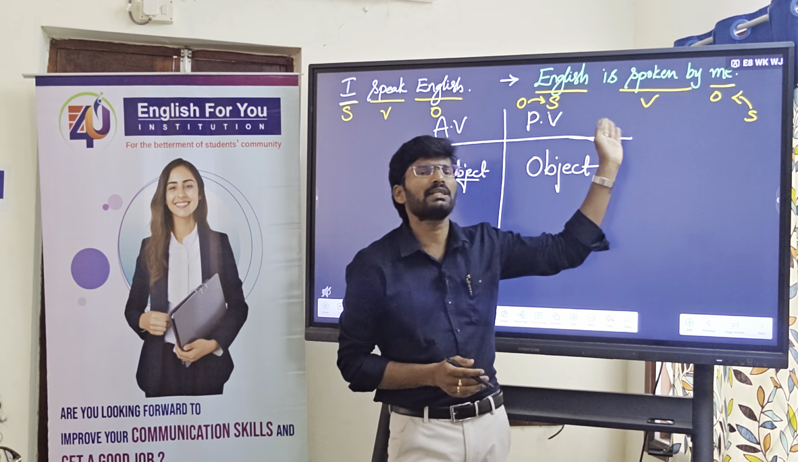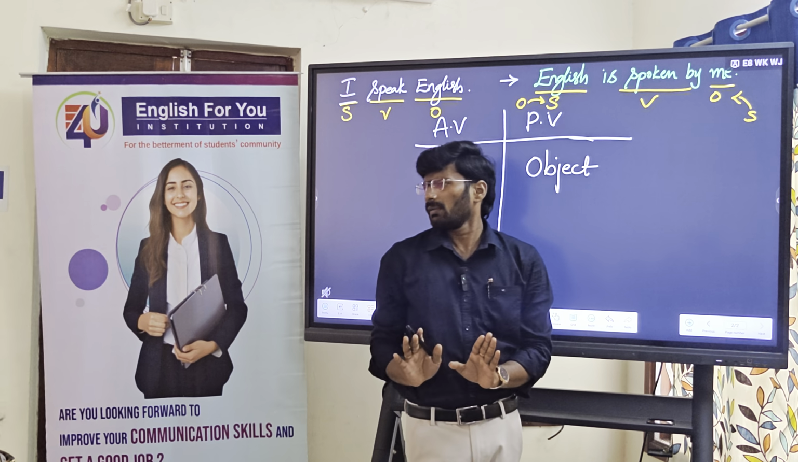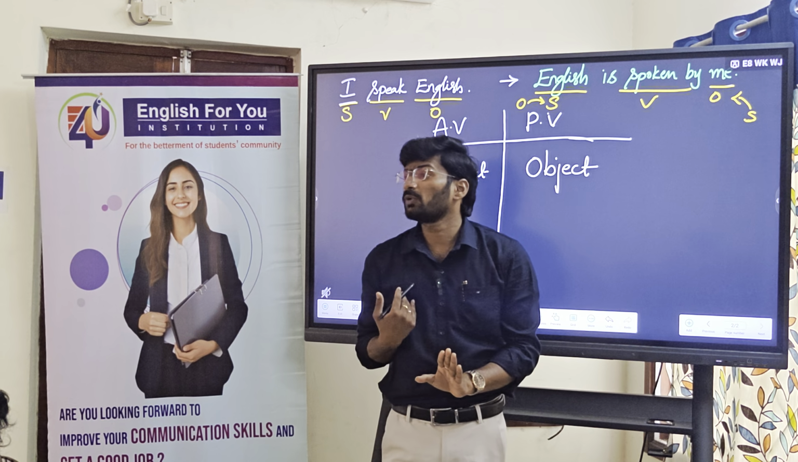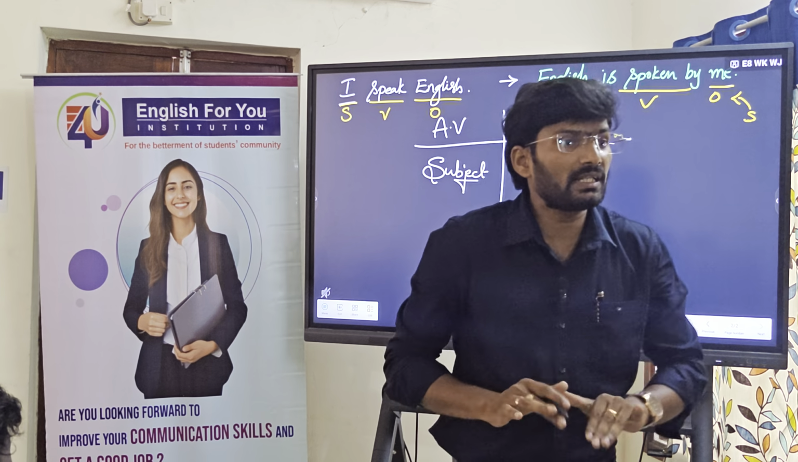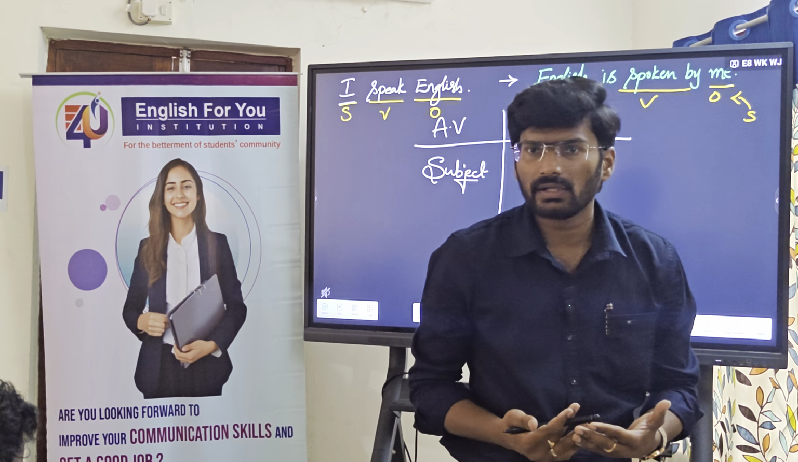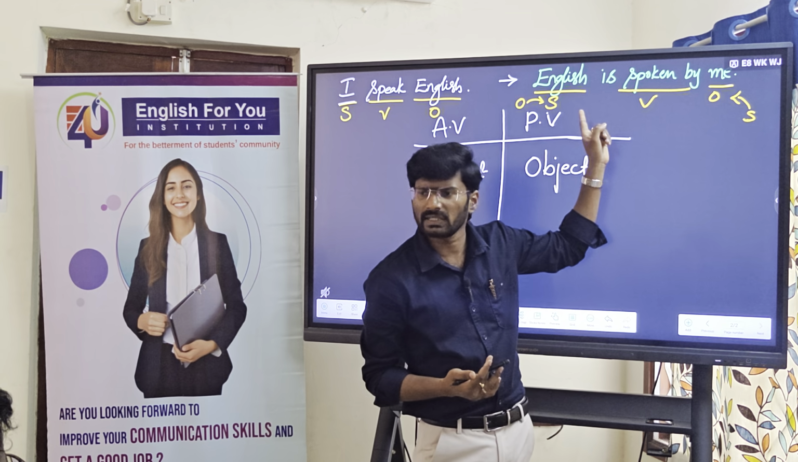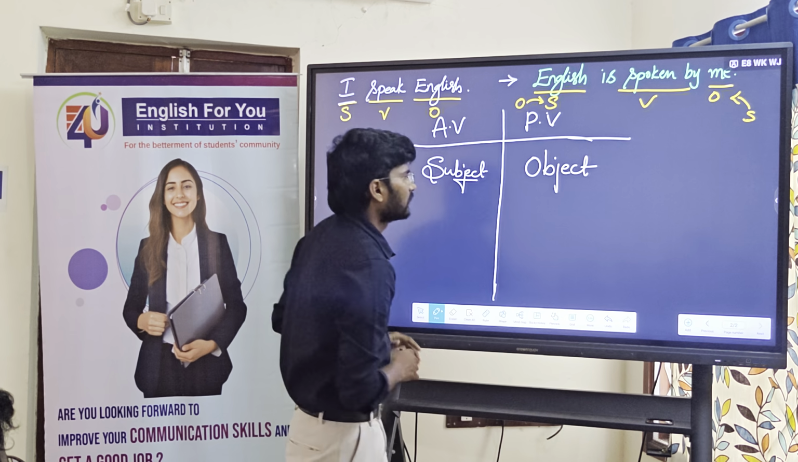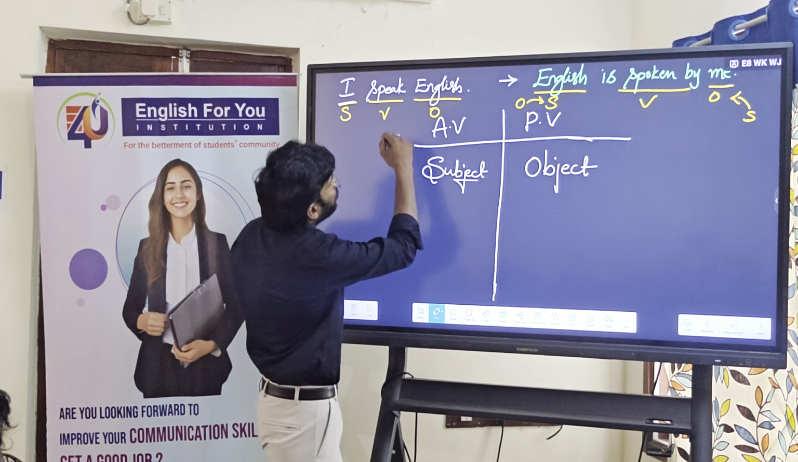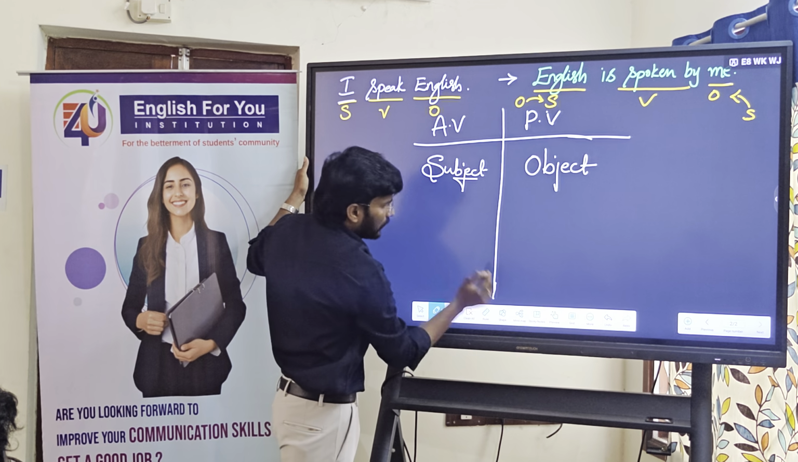In this sentence, English is spoken by me. What is our subject here? English. I'm not talking about myself, I'm talking about English. So that becomes my subject. It doesn't mean that it does something. I'm just highlighting English. What has happened to English actually? It is spoken by me. That's it. Right? So here we use normal voice and all. Clear?